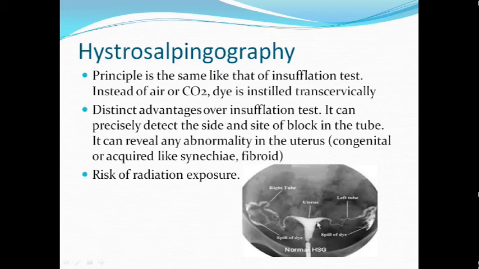radiation. So you can see this is the picture of normal HSG. Here by this tube we used to put the dye, and this is the uterus which is normal looking. The shape is absolutely normal, and here you can see the tube is patent, that's why dye is coming out of this tube. So tube is absolutely patent. So this is the picture of normal HSG.